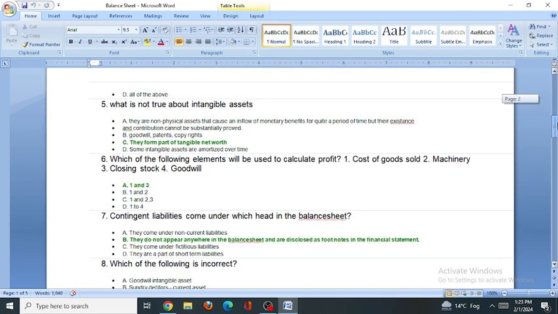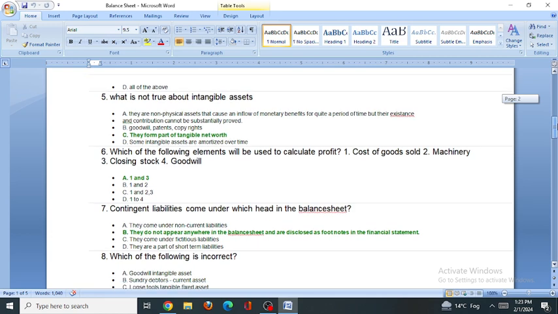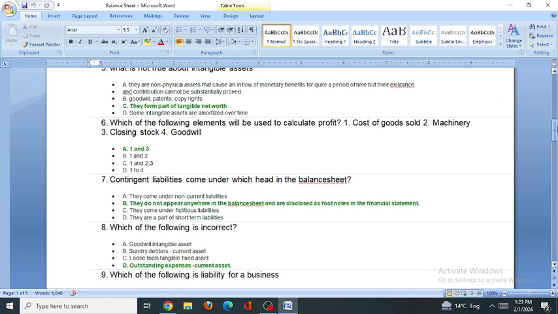What is not true about intangibles? They do not form part of tangible net worth. So it is not true that they form part of the tangible net worth. Which of the following elements is used to calculate profits? COGS, machinery, closing stock and goodwill. So except for machinery, COGS, that is cost of goods sold, and closing stock are part of your profit, and not machinery and goodwill, they are assets.